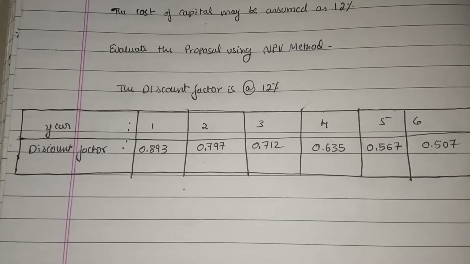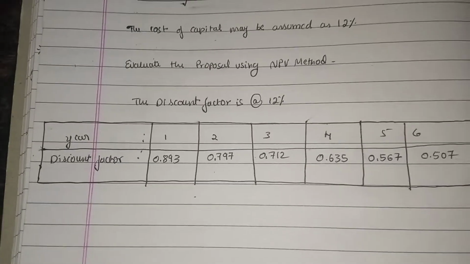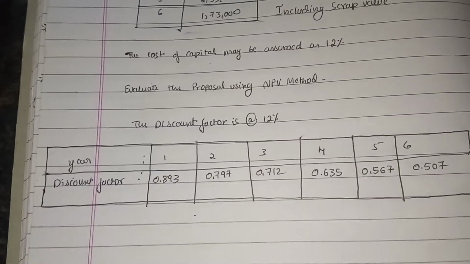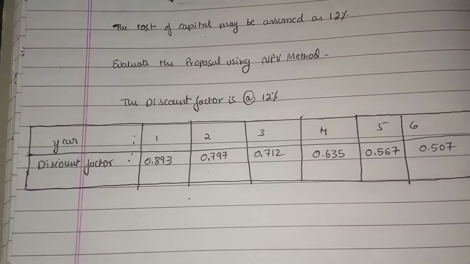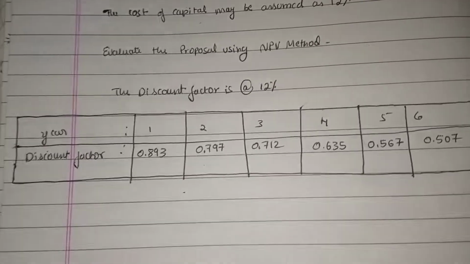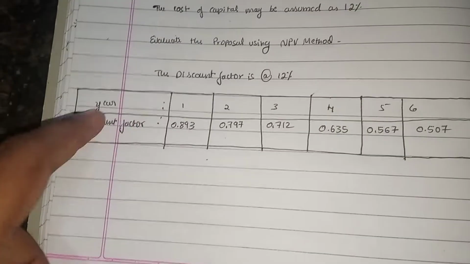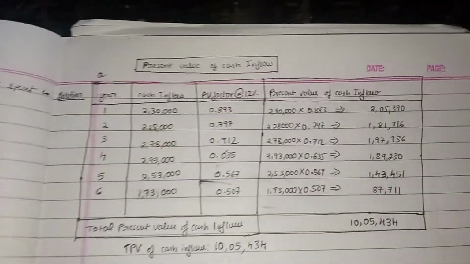See, in this problem there is no requirement for you to calculate the discounting factor, because they have only given 12%, so there is no need to calculate. You can observe the discounting factor here. Okay, let's come to the solution.